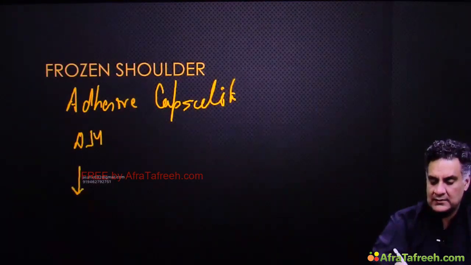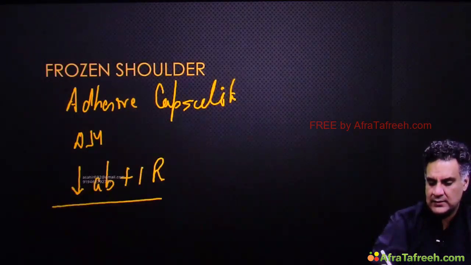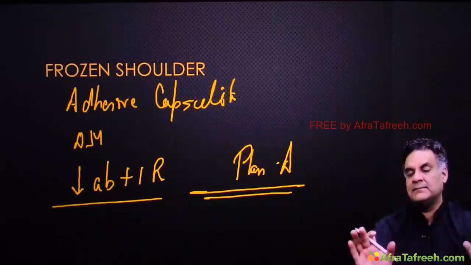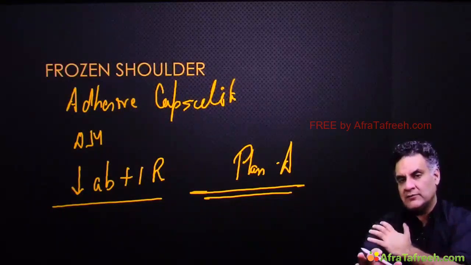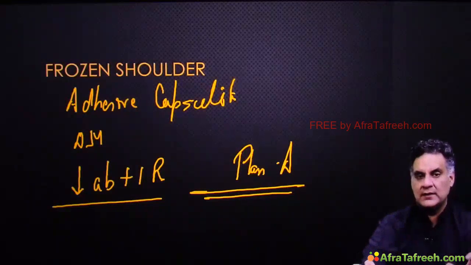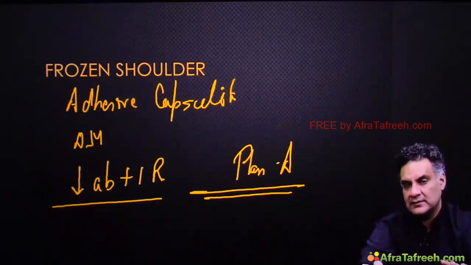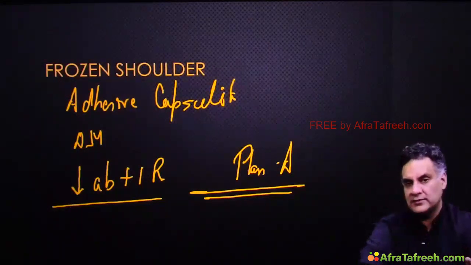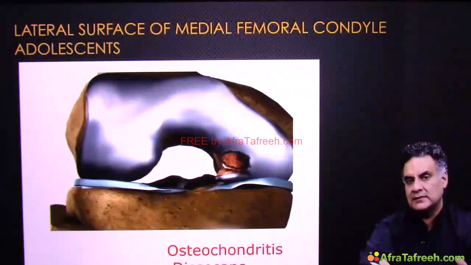They have decreased abduction and internal rotation, and treatment is plan A. They have classically night pain. So shoulder, night pain, loss of movement: frozen shoulder. So diabetic patient, night pain, frozen shoulder. Diabetic, alcoholic, hand deformity: Dupuytren's. 60 to 120 is the painful arc.